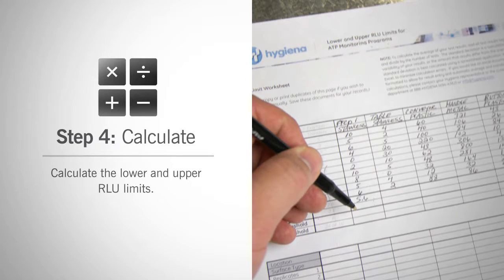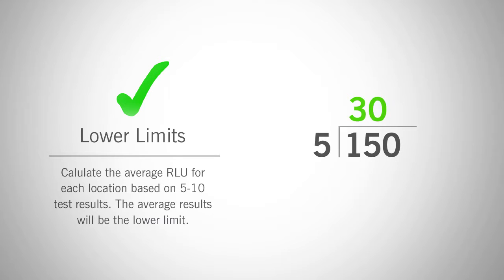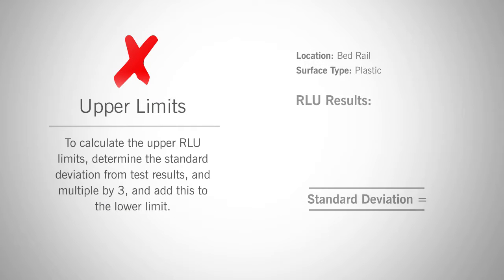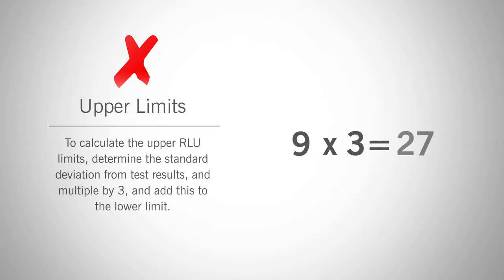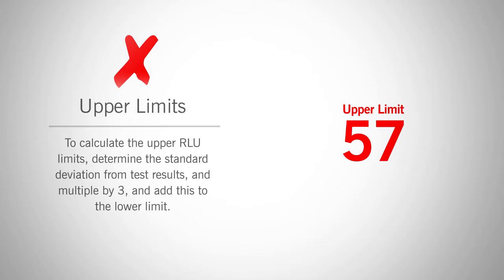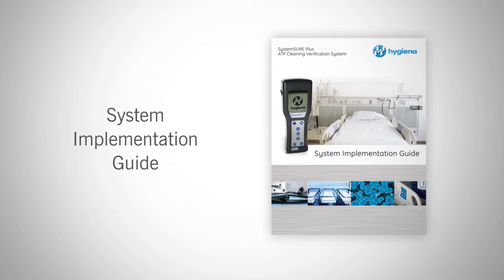Step 4. Calculate the lower and upper RLU limits. To calculate the lower RLU limit, take the average RLU for each location based on the 10 test results. The average result will be the lower RLU limit. To calculate the upper RLU limit, determine the standard deviation from the test results. Multiply the standard deviation by 3 and add this to the lower limit. For written instructions, refer to the System Implementation Guide or contact us for a limit calculator.